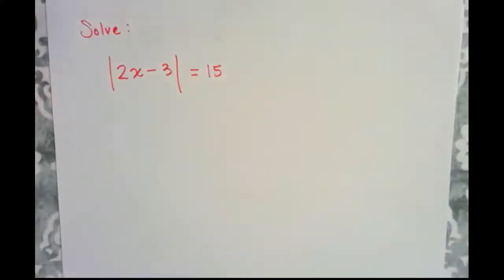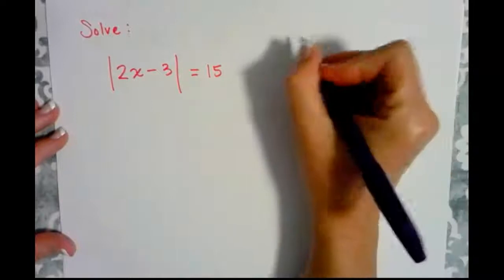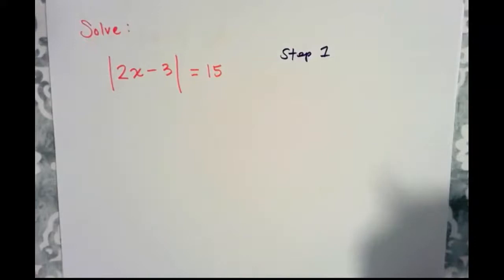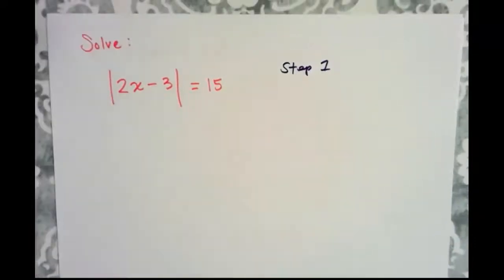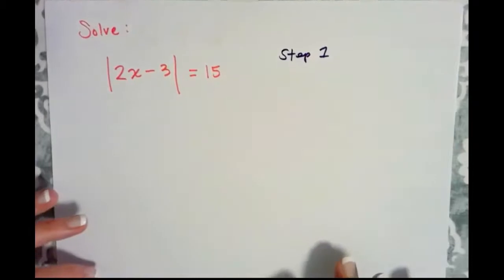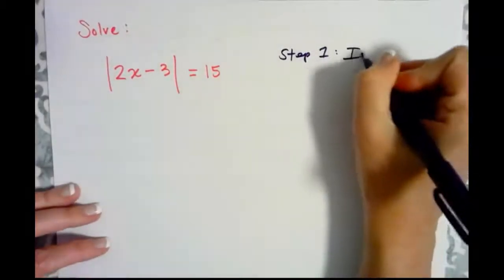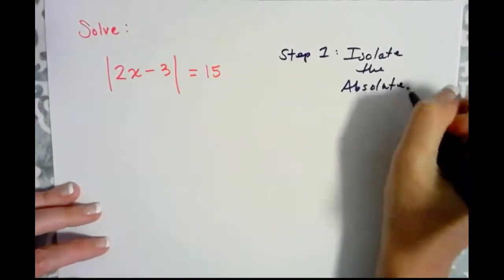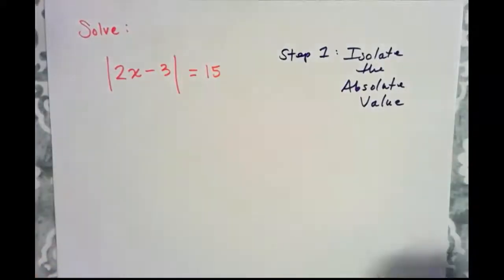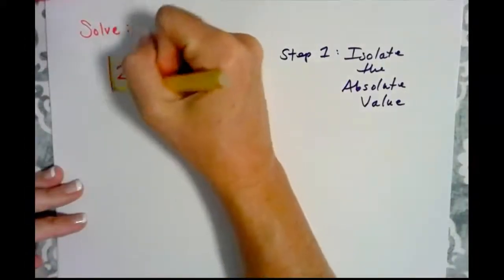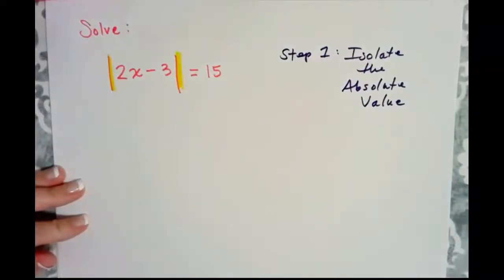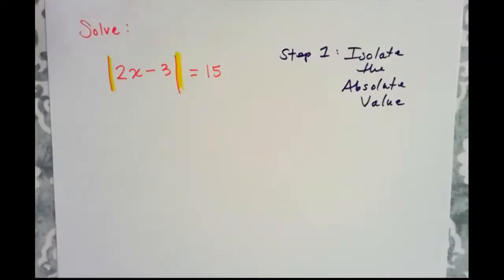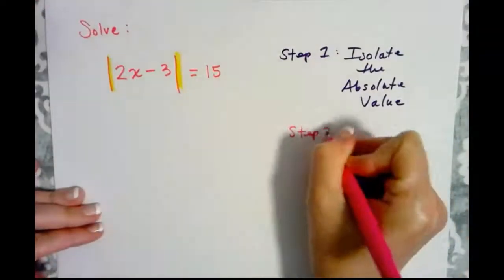Okay, we're going to break this down into steps on this problem, okay? So step 1, first step, every single time that we are solving an absolute value equation, our step 1 is going to be to isolate the absolute value. Isolate the absolute value. So basically, we want the absolute value bars to be all by themselves. In this equation, they already are. Fantastic.